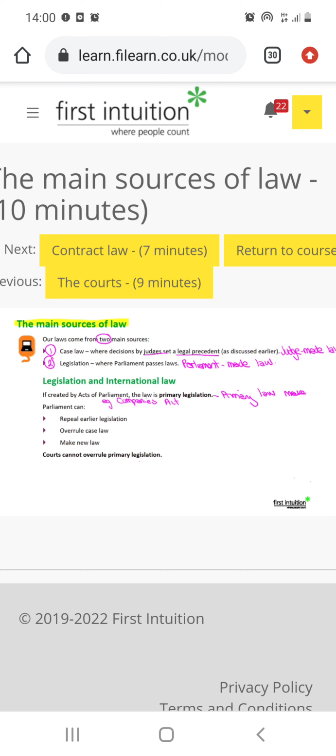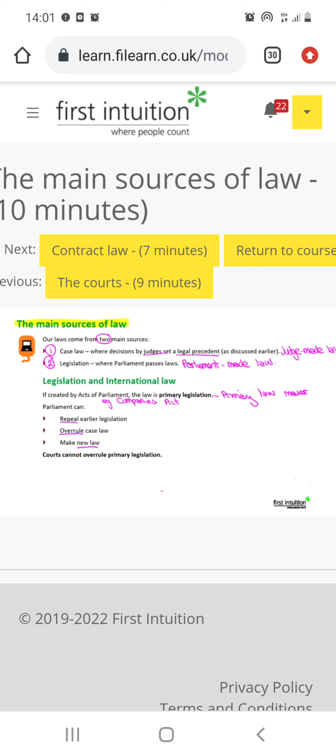So let's have a look at what Parliament can do. They can repeal earlier legislation. They can call it back. And this would be where earlier statute is invalidated by a later one. They can also overrule case law. It's a bit like a hierarchy. Our primary legislation will overrule case law. And that's a good thing. After all, with Parliament, we've elected them and they have democratic accountability.